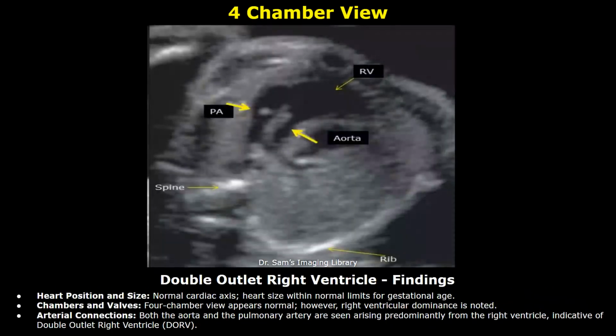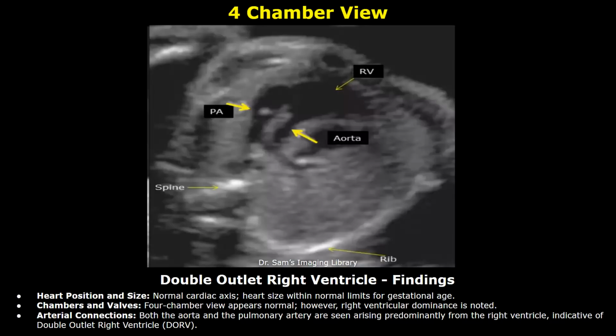This is a report for double outlet right ventricle. These are the findings: normal cardiac axis, heart size within normal limits. Chambers and valves: four-chamber view appears normal. However, right ventricular dominance is noted.